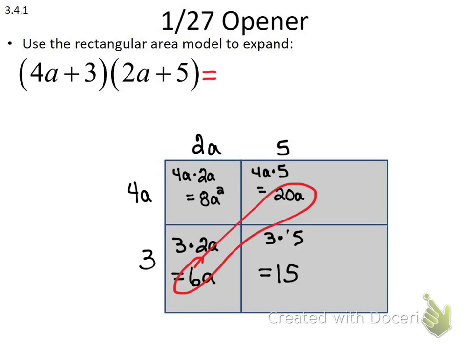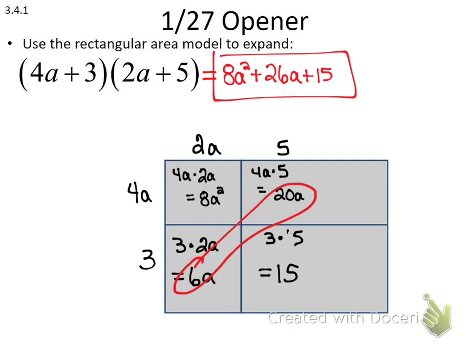That's what I'm asking for here. Equals 8A squared plus 26A plus 15. And that's my final answer. So I'm going to box it. Done. Now what you guys did this past week, you got this.